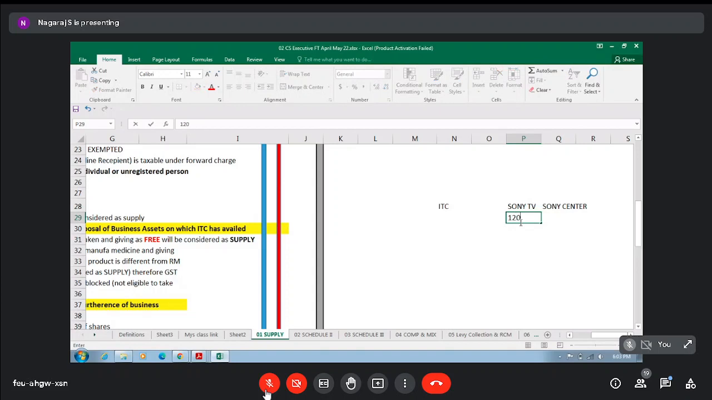It costs 1,20,000. Assume the GST will be 6%. I will take it; it may not be 6%. Okay, 6% of this. How much will you pay? 1,34,400 you will pay to the Sony Center, and you will bring the TV.